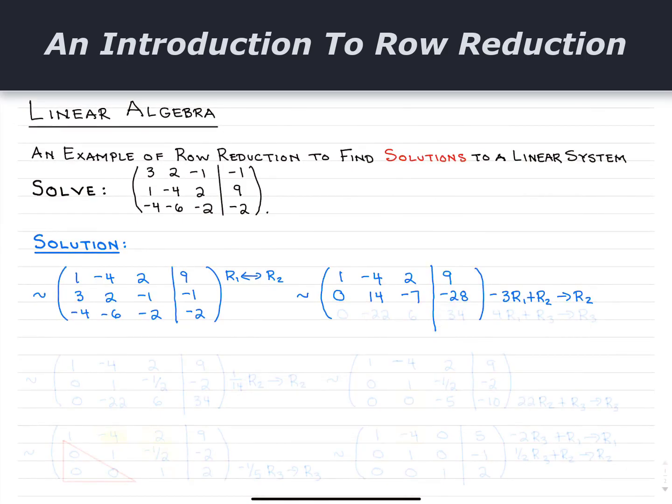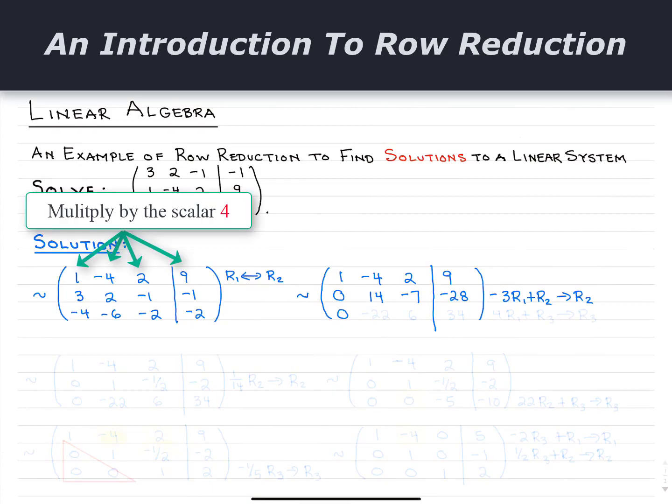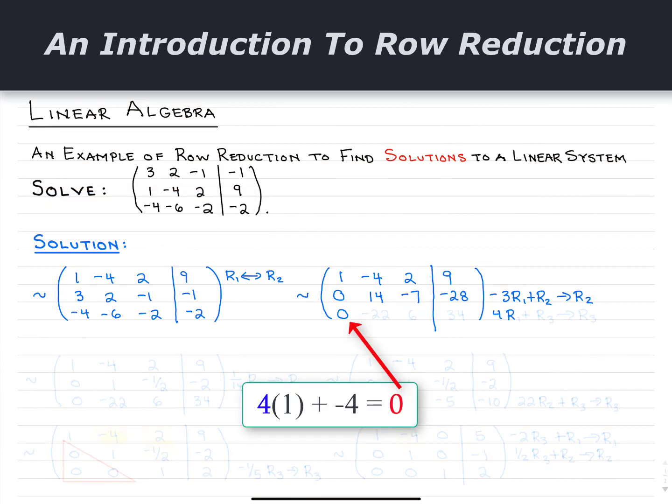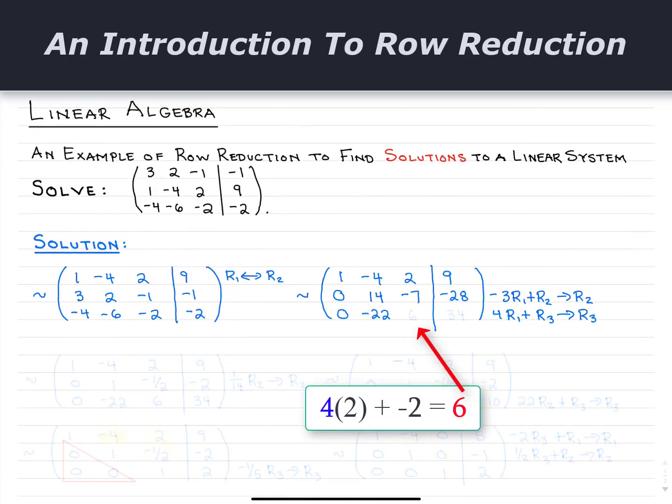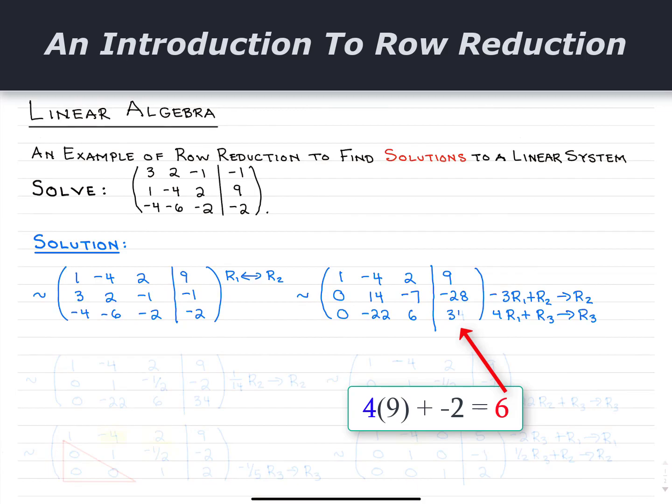Okay. Now, we also want to put a 0 in the first entry of row 3. This is part of the forward phase of the reduction process. So to do that, we will do 4 times row 1 plus row 3, putting the result back into row 3. So 4 times -4 is -16. -16 minus 6 is -22. 4 times 2 is 8. 8 minus 2 is 6. 4 times 9 is 36. 36 minus 2 is 34.